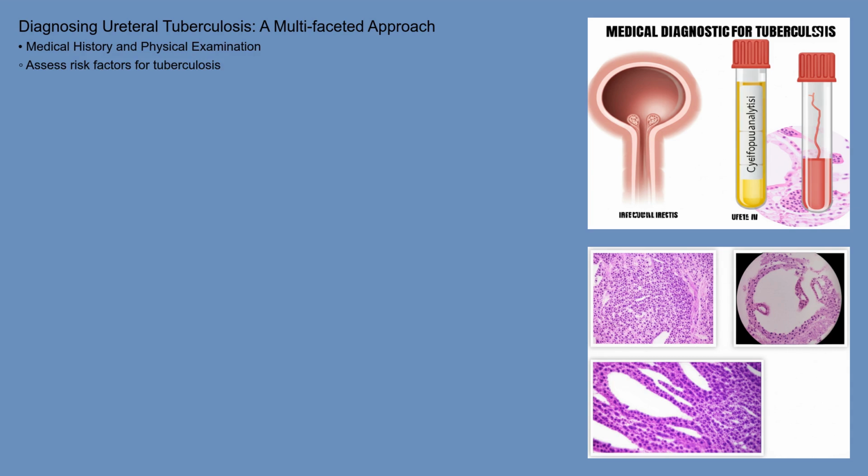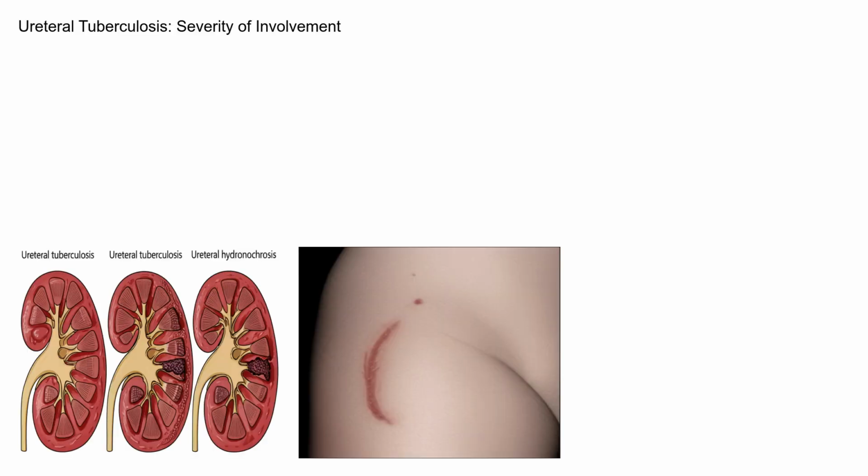A cystoscopy, where a small camera is inserted into the bladder, allows direct visualization of the ureteral openings and bladder, and allows for biopsy of any suspicious lesions. Biopsy specimens can be sent for histopathology and culture to confirm the diagnosis of tuberculosis and rule out other potential causes. While ureteral tuberculosis doesn't have specific subtypes or classifications beyond its anatomical location, the severity of ureteral involvement can vary. Some patients may have minimal ureteral involvement, while others may have extensive strictures and significant kidney damage. The extent of disease is assessed during diagnosis and guides treatment decisions.